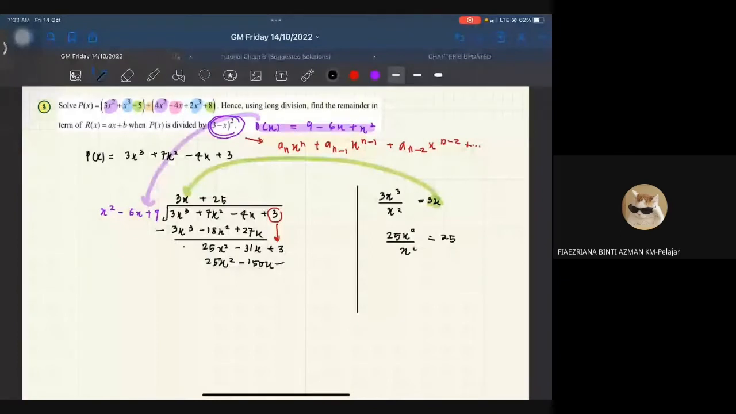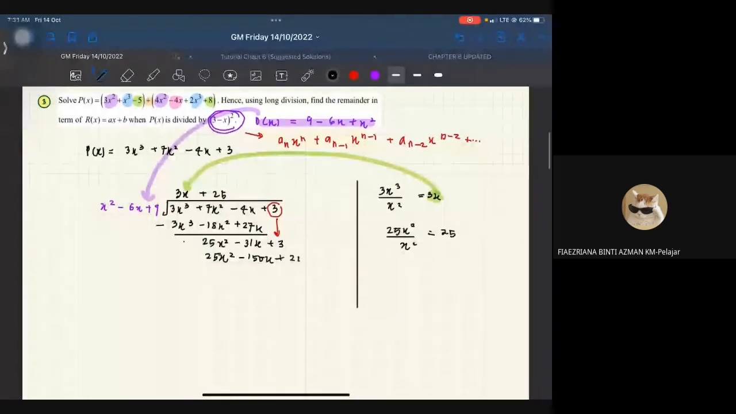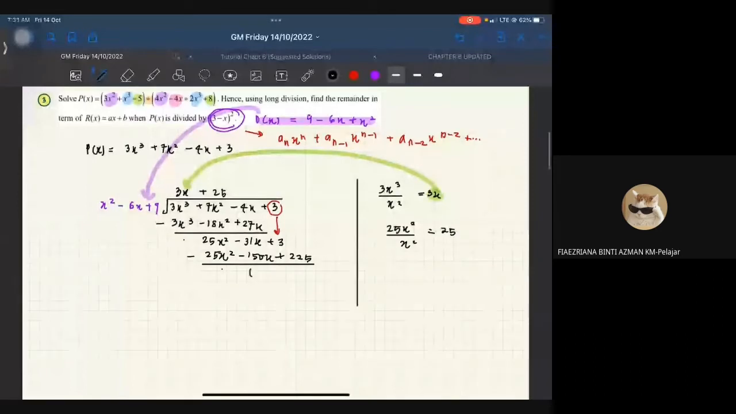This one. Okay, so now let's minus everything. So the front disappears, and then negative 31 minus minus 150, we get positive 119x. Okay, and then 3 minus 2 to 5, we get negative 2 to 5. Okay, settle.